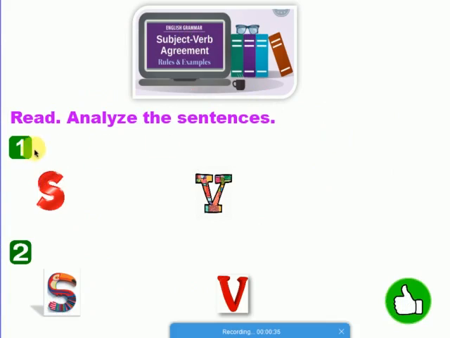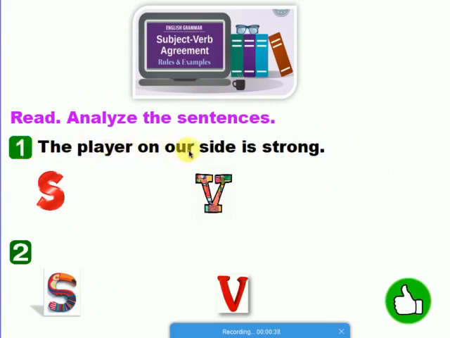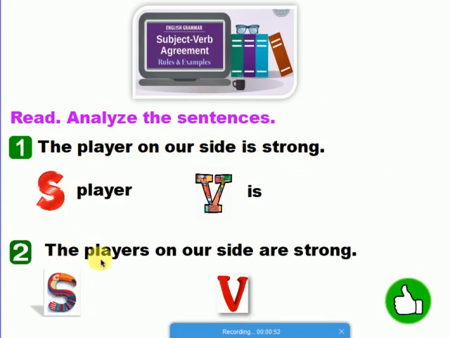Let's check some examples. The player on our side is strong. Who is strong? The player. So the player is a singular noun and it is a singular subject. Therefore, it needs a singular verb, which is "is." Sentence 2. The players on our side are strong. Who are strong? The players. Therefore, the players is the subject and it is a plural subject, hence it needs a plural verb.